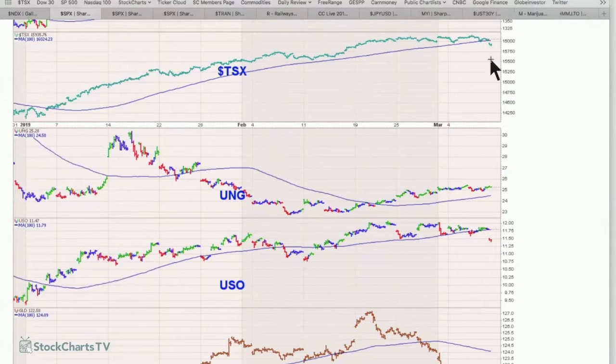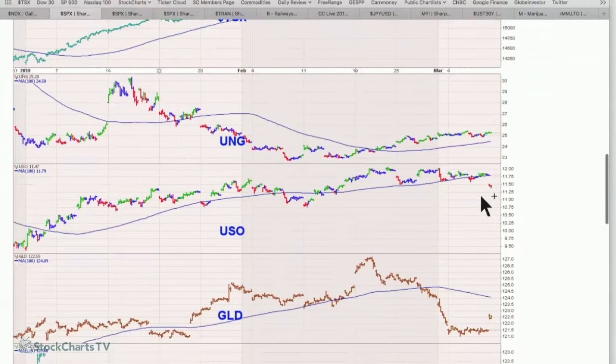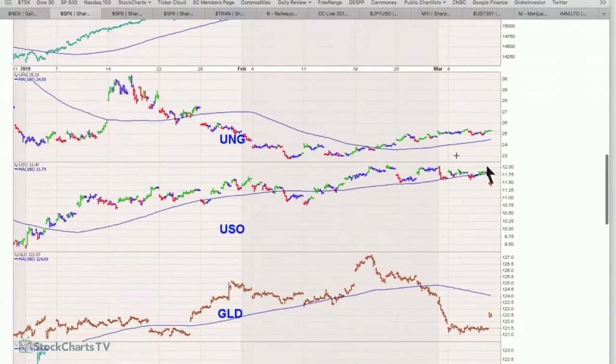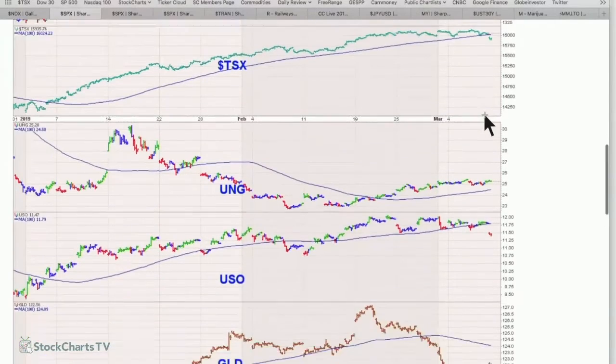But the bottom line is with crude dropping below the 20-day moving average down here, this is the USO ETF. With it dropping down here, that was a concern. And that'll probably start making the oil stocks drop a little bit.